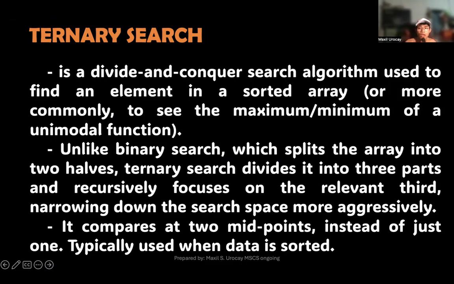In our previous discussion, we had binary search, where you divide the array into two halves, say, by getting the middle part. Here it would be somewhat similar to that. However, in this case, you will get two midpoints, and there you have it: the array is divided into three parts.